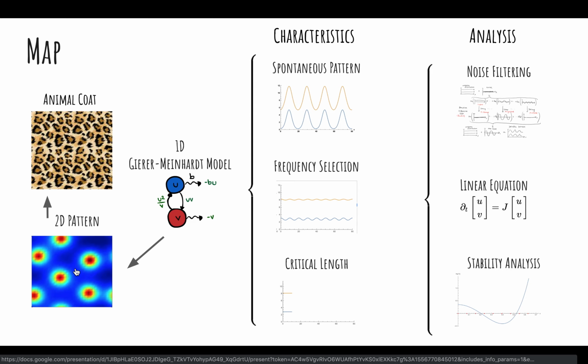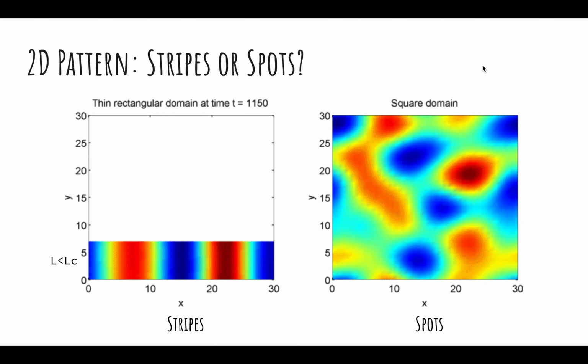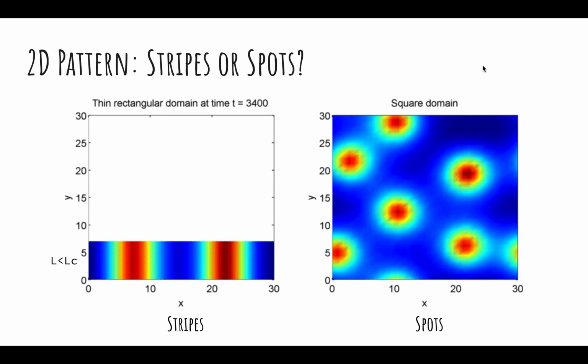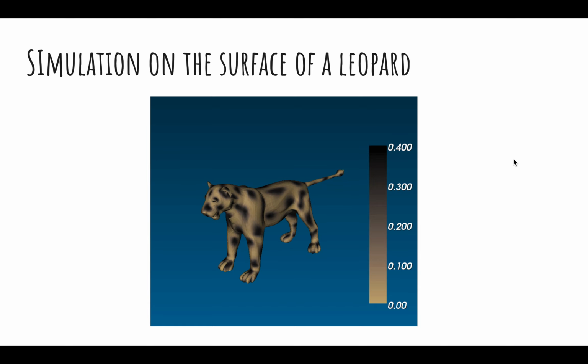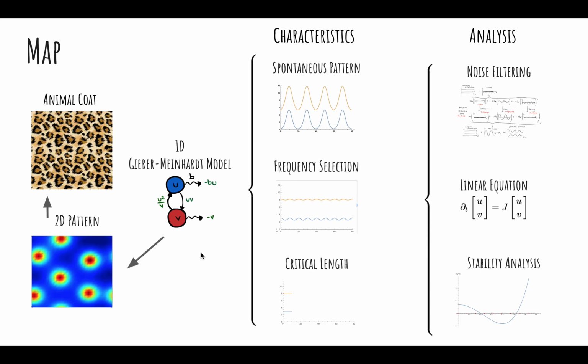Now, the model we have gives us these results. We can see that both spots and stripes can form in our model. This is the same model happening on a leopard surface. Now, this model is called the Gierer-Meinhardt model. We are going to investigate a 1D version of it more carefully.